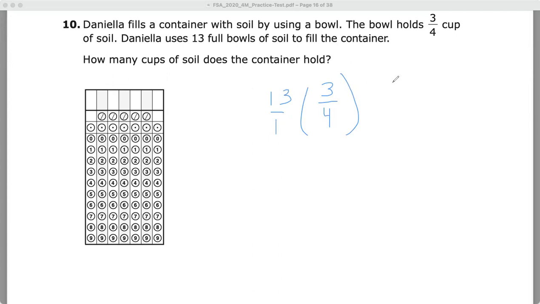13 times 3 is 39. And multiply the bottom. 1 times 4 is 4. So 39 over 4 would be a correct answer. You could make it into a mixed number too, probably, but I would just leave it as this because it doesn't specify what to write it in as.